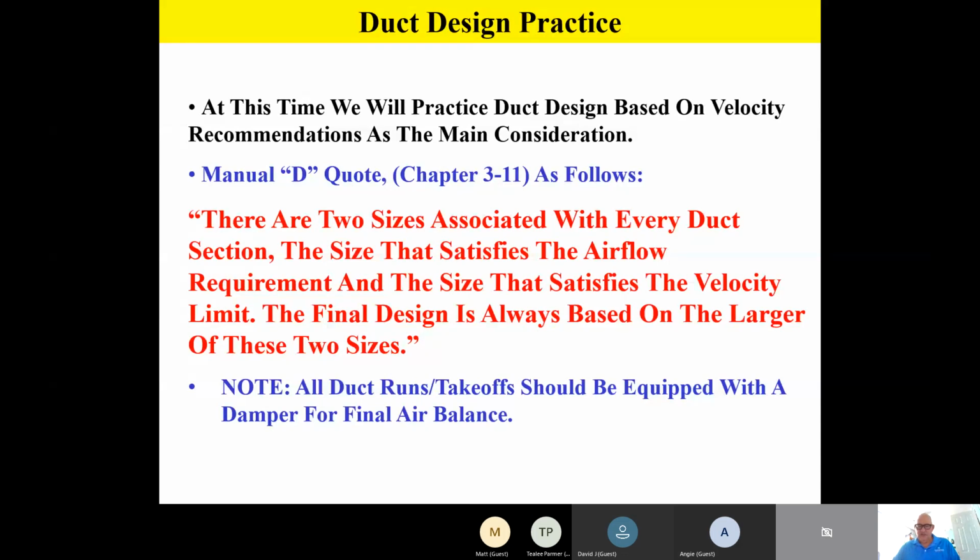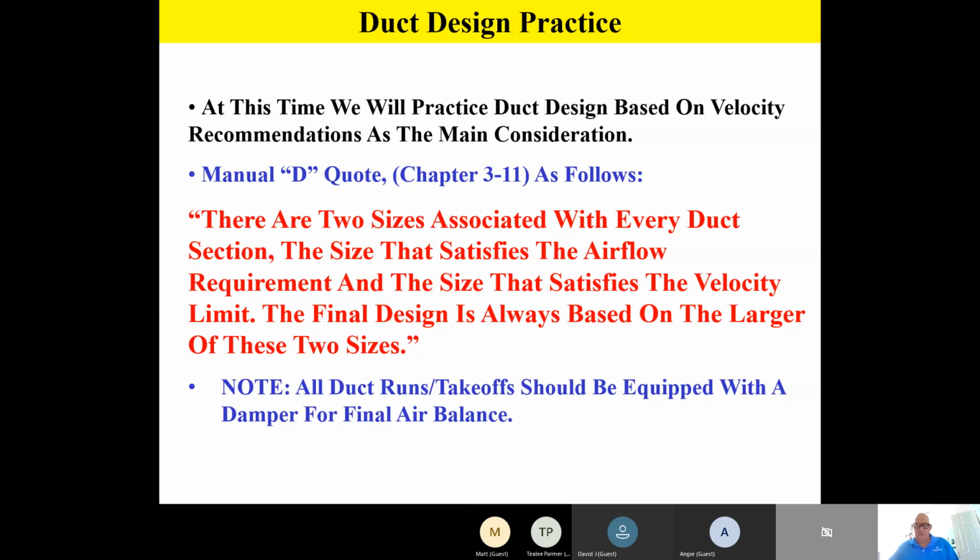Another method is the velocity method, where you look at the speed of the air moving through the ductwork and size your ductwork according to the speed of the air moving through that duct section. And actually, if you read this quote properly, you find out that you have to satisfy the velocity limit and pick the larger anyway. So the way we're going to design our duct system today is the velocity method, which is a very, very simple, straightforward method.